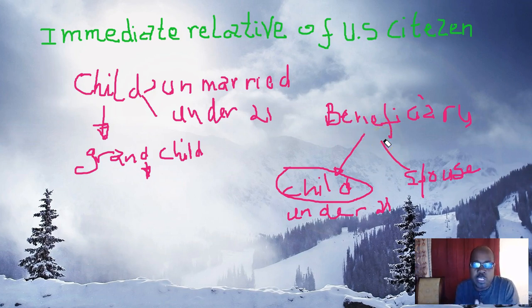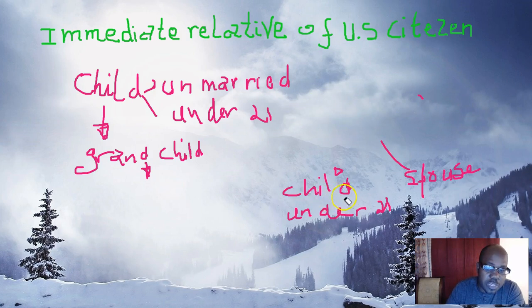There is a law in the United States. How can you ask me to move without my spouse? That's not fair. That's why most of the time they let you bring your spouse and your child who is under 21. Most of the time they let you get this benefit. Okay, let's move on. Let's come back to derivative. The derivative is the spouse or child of a beneficiary.